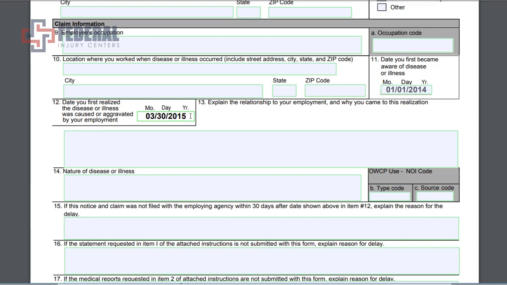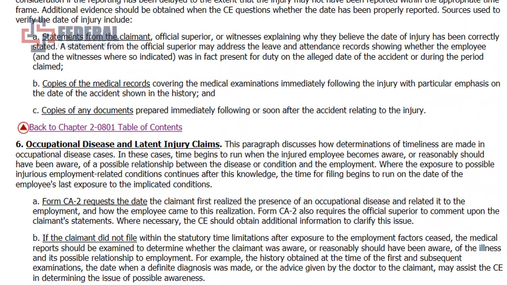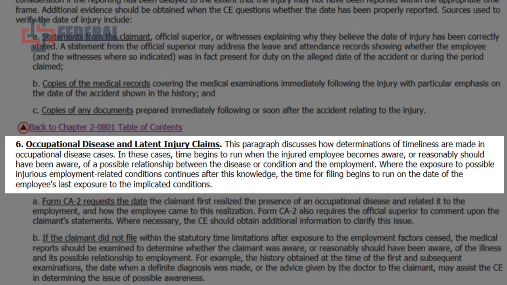However, I want to show you what the law states. If we look right here, Section 6, it says this paragraph discusses how determinations of timeliness are made in occupational disease cases. In these cases, time begins to run when the injured employee becomes aware or reasonably should have been aware of a possible relationship between the disease or condition of the employment. Where the exposure to the possible injurious related conditions continues after this knowledge, the time for filing begins to run on the date of the employee's last exposure to the implicated conditions.